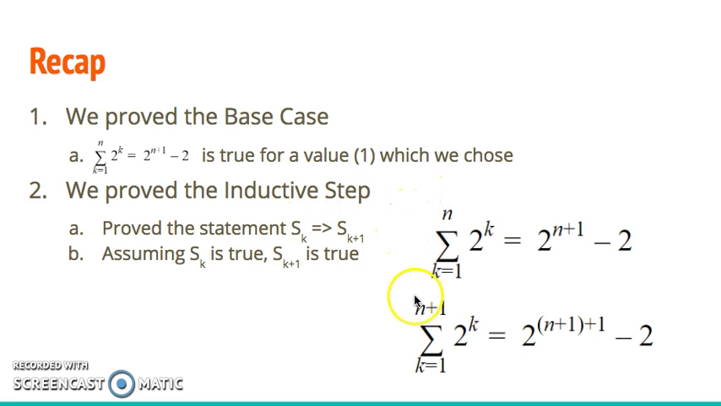So on the right here, we can see S of k, the original sum, which is 2 to the k from k equals 1 to n equals 2 to the n plus 1 minus 2. While on the bottom here, we have S of k plus 1, which we proved in the last slide. This is the sum of 2 to the k from k equals 1 to n plus 1, and that equals 2 to the n plus 1 minus 2. You can see here that the n in the top one has been replaced with an n plus 1 in the bottom one. So we've learned that assuming S of k is true, S of k plus 1 is always true.